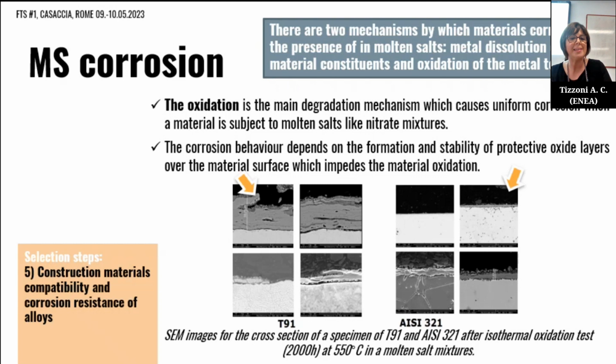So oxidation is the main degradation mechanism that can cause uniform corrosion when a material is subject to a molten salt mixture. The corrosion behavior depends on the formation and the stability of the protective oxide layer over the material surface. In fact, you can see in these two pictures that I reported that here on the left we have a problem because the surface layer that is being created is going away, and it's not good because the salt can penetrate and separate and create a very high corrosion problem for the stainless steel. But you will see all this topic in detail later.